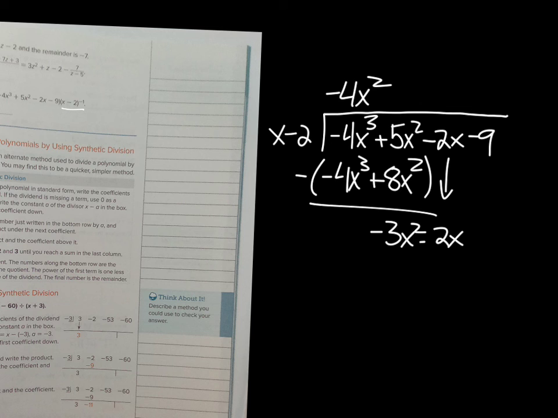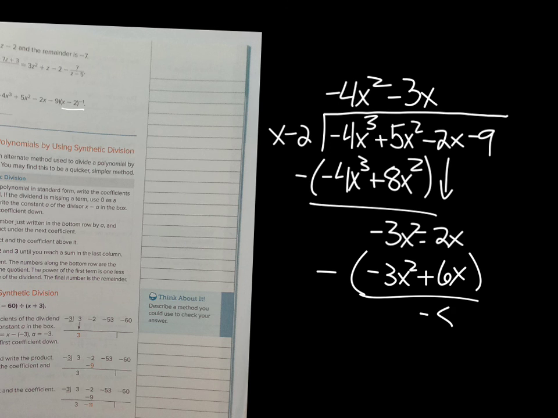And now the process starts again. What times x gives you negative 3x squared? That'd be a negative 3x. And now we're multiplying. Negative 3x times x, negative 3x squared. Negative 3x times negative 2, plus 6x. And now we're subtracting again. So negative 2x minus 6x looks like negative 8x. Bring down the next term, negative 9.